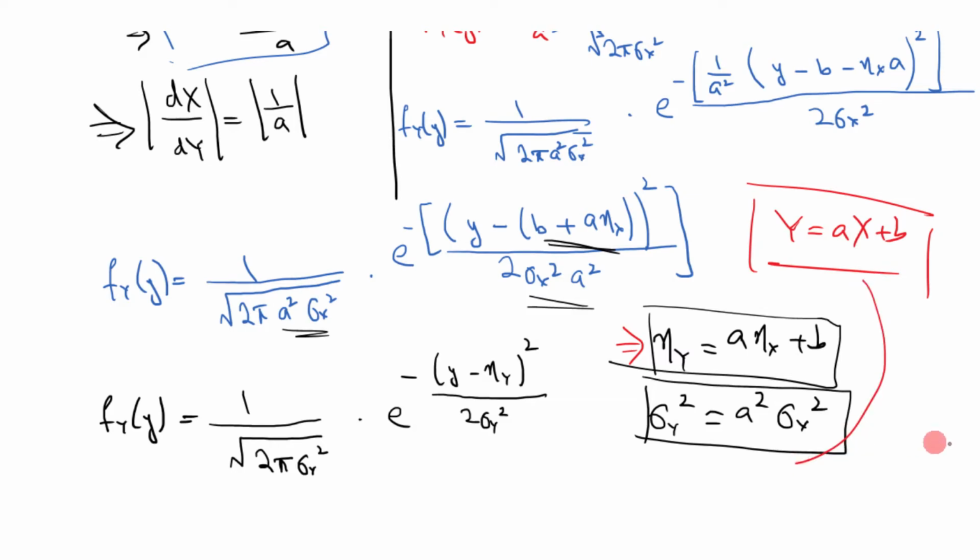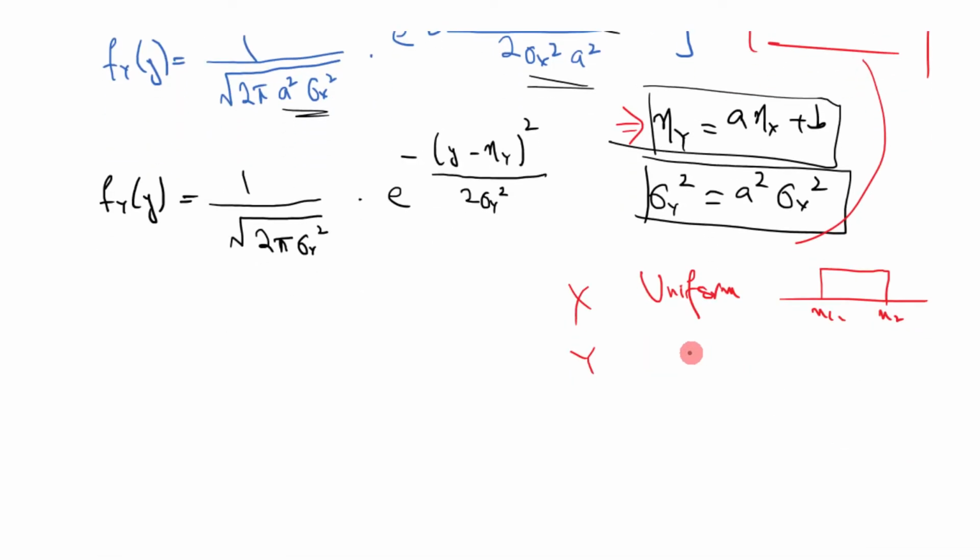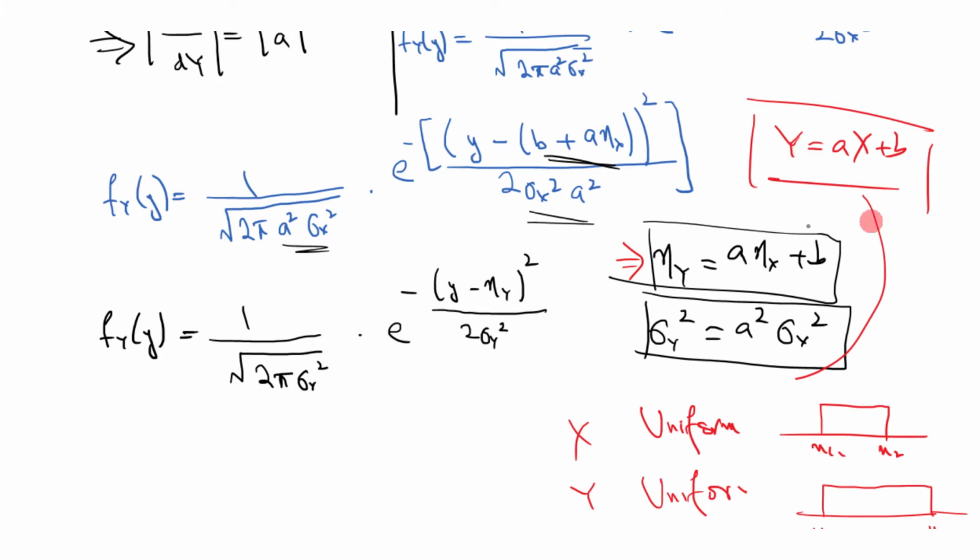Similarly, for this transformation, if you have a random variable which is uniform between the range x1 to x2, and if you apply this uniform random variable x to this transformation, you will get a random variable y which will also be uniform, but it will be transformed into a uniform random variable with range y1 to y2, where y1 will be equal to ax1 plus b and y2 will be equal to ax2 plus b.